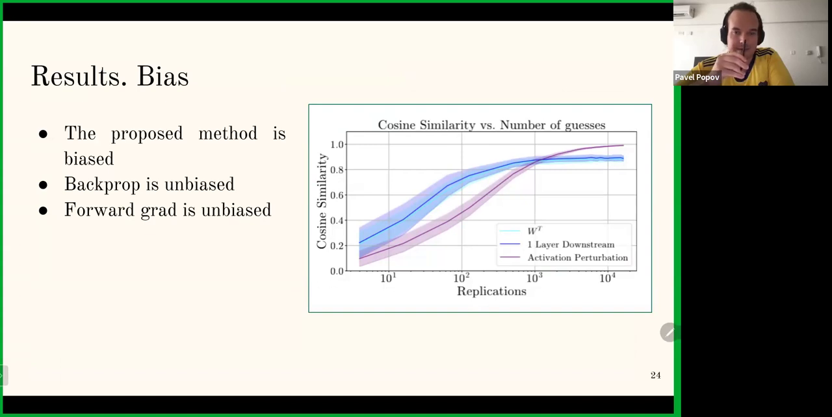So in this figure, we see that W transpose, light blue, and one layer downstream are reaching a plateau which is not one. They're reaching the plateau of cosine similarity, and it is not perfect, which means that the gradients they predict are a little biased. This doesn't happen to activation perturbation, by the way, but it also seems slower at making good estimations.